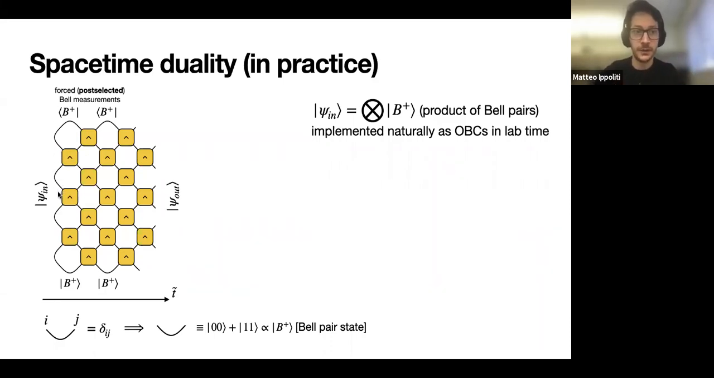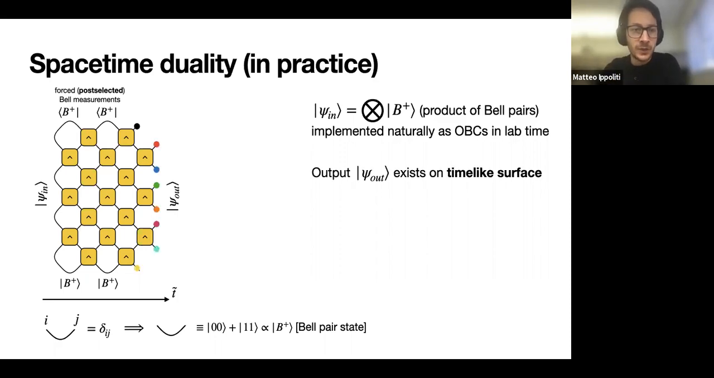So if the left edge of your chain is simply evolving unitarily with open boundary conditions, then it naturally implements this type of initial state for the dual circuit. So that's a short-range entangled state, and it's convenient, so we're going to stick with that. And then what's left to address is the output state, which exists on this other time-like surface.